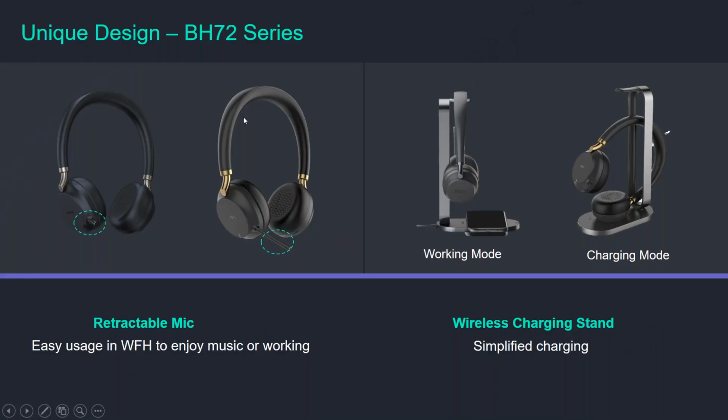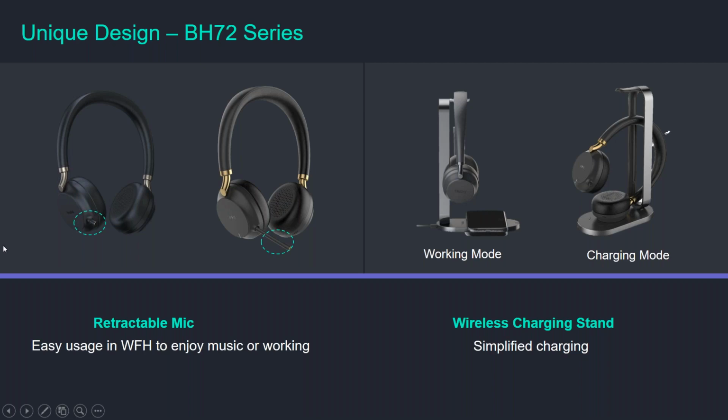The new wireless headset range is the Bluetooth range. We have the BH72, just released in Q1, and the unique design part is that it has a hidden mic here. It's retractable, and it's not only a headset that fits your business, but also something you could wear pre or post work time, to listen to music, radio. It won't feel weird because you don't have a boom arm right on your headset.